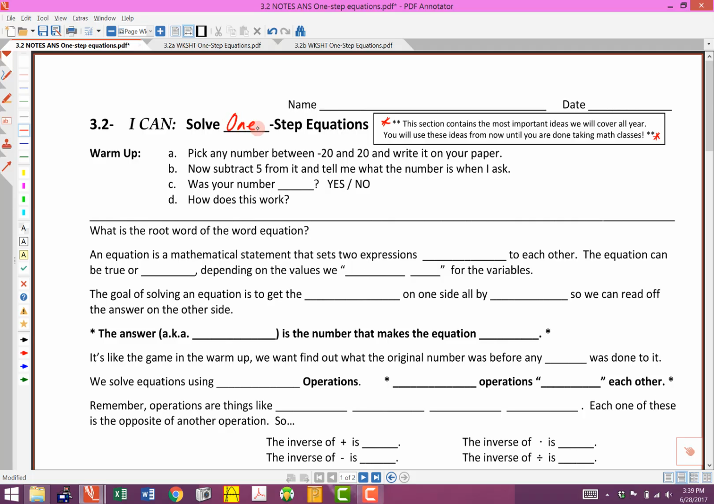So just one step in these, and you may have seen something like this before, but we want to make sure that we understand fundamentally what's going on here and how we actually learn to solve this particular type of equation. So as a warm-up, I just want to try a quick little game. It says pick any number between -20 and 20 and write it on your paper.